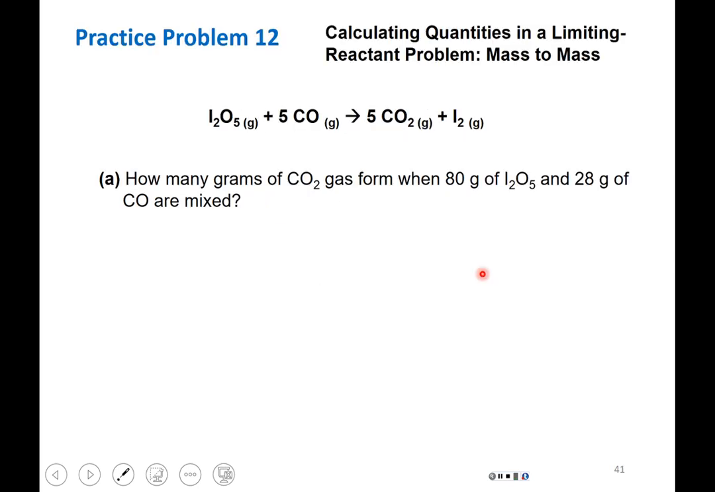Right. So let's try another question like this. How many grams of CO2 gas form when 80 grams of I2O5 and 28 grams of CO are mixed? Right, so this, we're given the mass of both reactants. What we need to do is calculate the number of moles of both reactants.